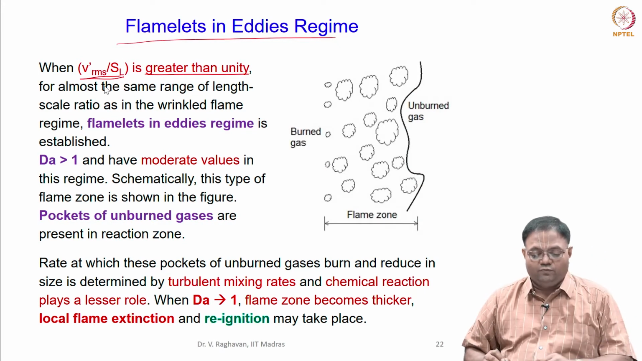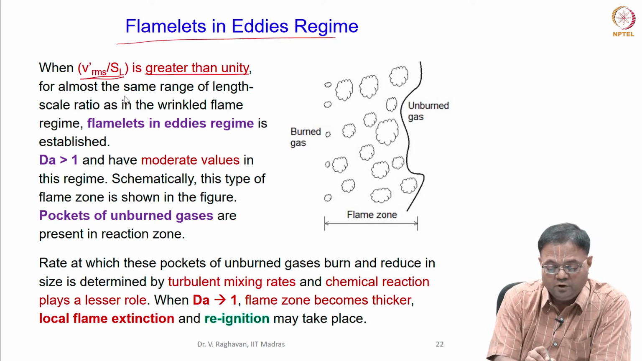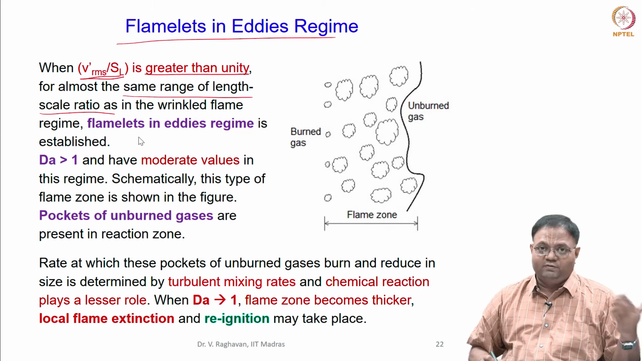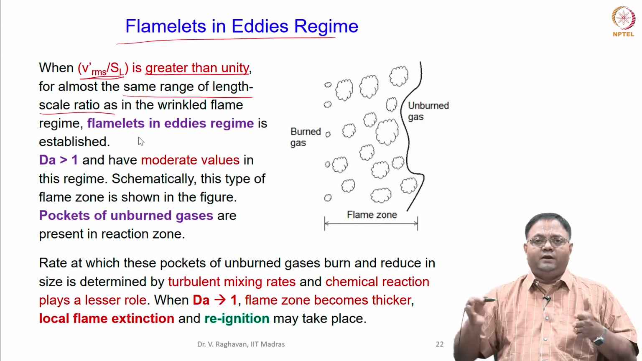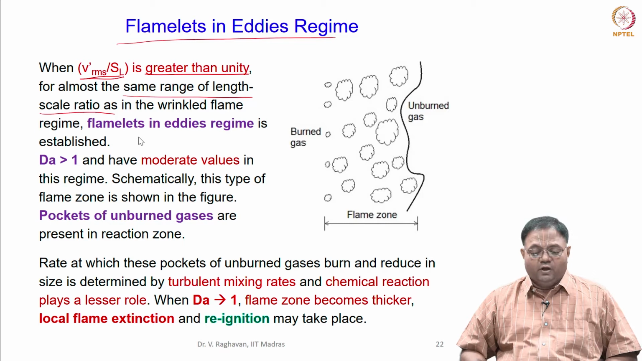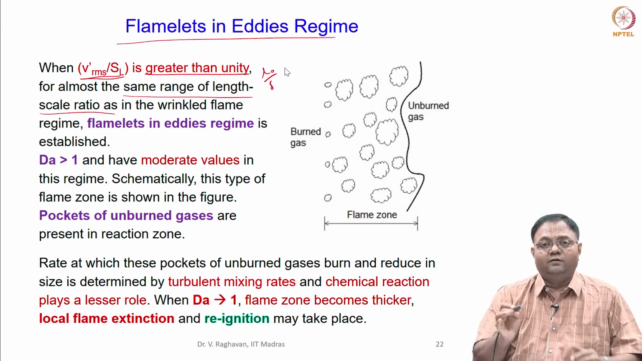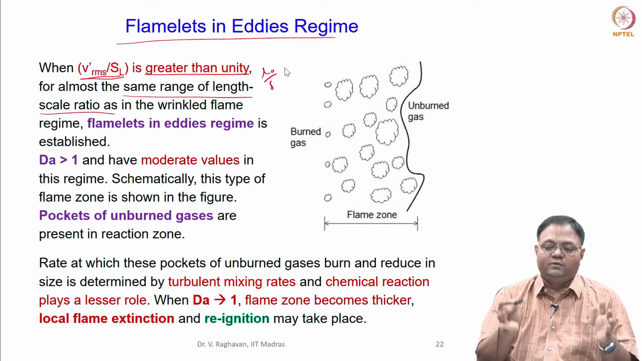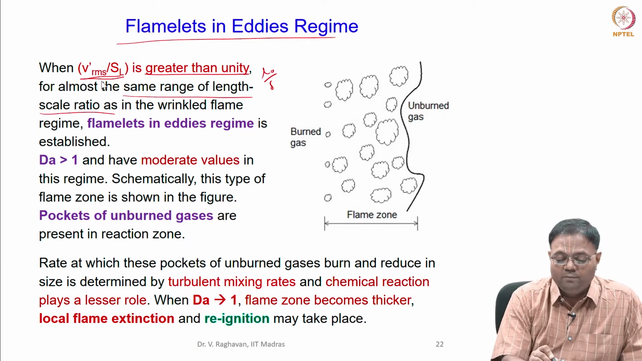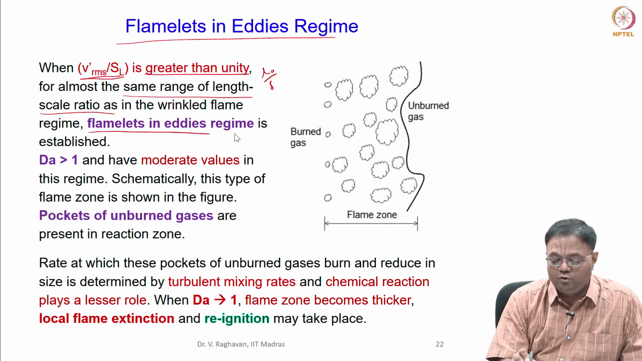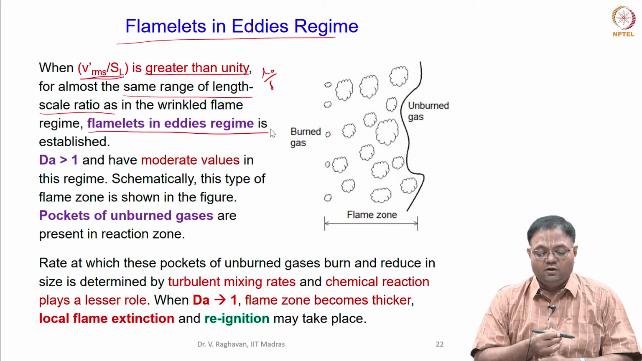So, in that ratio, for the same range of the length scale ratio that we saw in the wrinkled flame regime. The previous regime, what will be the range of the length scale ratio? This is the same range that we saw in the wrinkled flame, in the same range you get this. But here the difference is the intensity: the relative intensity is higher than 1, more than 1. So, flamelets in eddies are established.